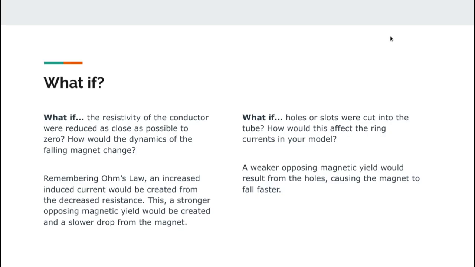Then what if holes or slots were cut into the tube? So it's not a perfect tube, right? How would this affect the ring currents in our model? A weaker opposing magnetic field would result from the holes, causing the magnet to fall faster. Since it's not a continuous tube, the induced magnetic force would be weaker. And so it would cause the gravitational force to be greater, and cause a greater fall.